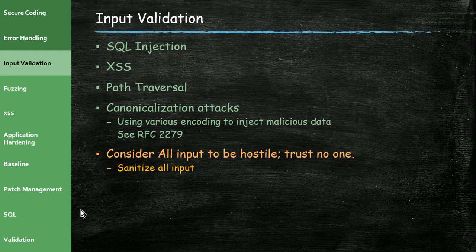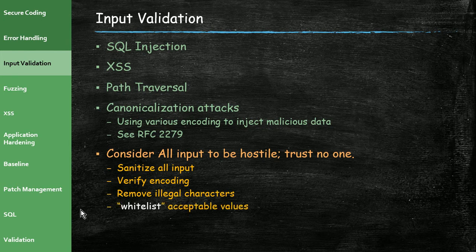So you want to sanitize all input. You want to verify the encoding, which would protect against the canonicalization attacks I just talked about. Sanitizing input would help protect us against SQL injection, cross-site scripting, path traversal, right? So we can strip out all that special stuff that we don't want to make it into our application. All those illegal characters we can get rid of, and we can whitelist acceptable values.